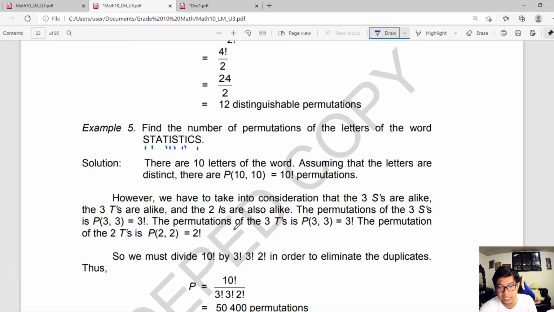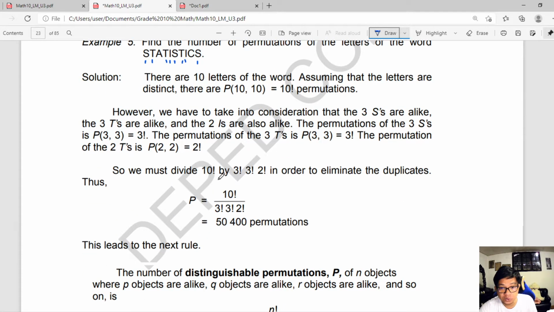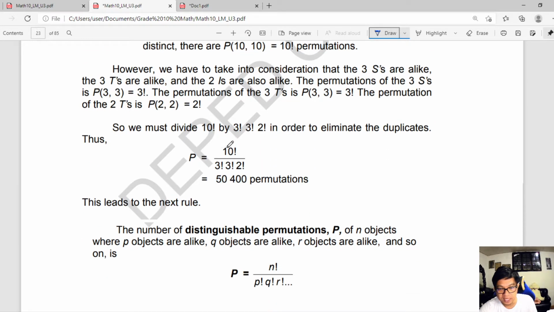However, we have to take into consideration the same also with even kanina that 3 S's are alike, 3 T's are alike, and 2 I's are alike also. The permutation of the 3 S's is P of 3 taken 3 at a time, or 3 factorial. The permutation of the 3 T's, ganun din. Yung 2 natin is 2 factorial. So, we must divide 10 factorial by 3 factorial, 3 factorial, 2 factorial in order to eliminate the duplicates. So, eliminate natin yung pare-pareho. So, magiging ganito siya.